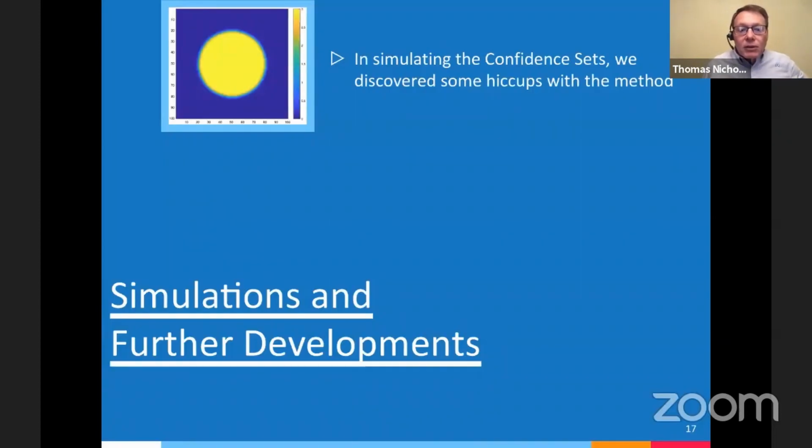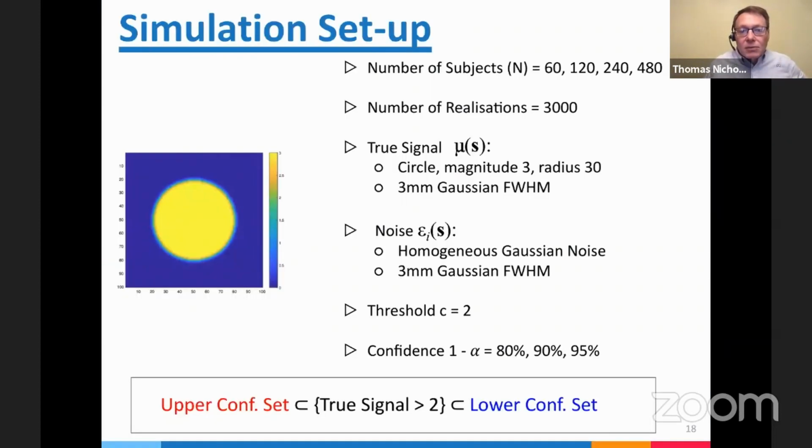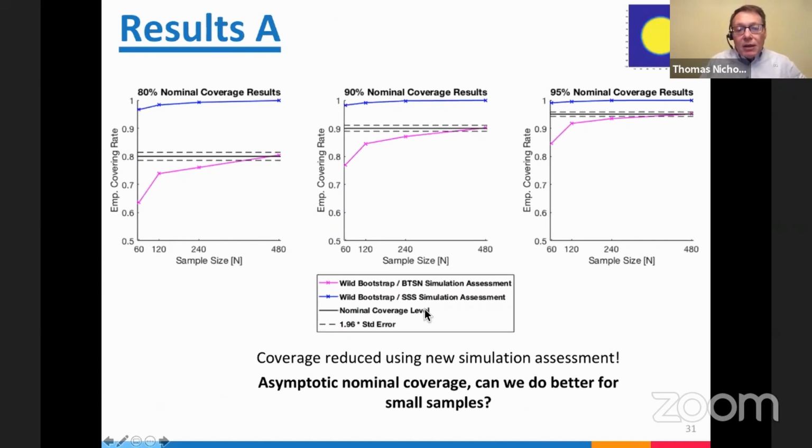So we applied this method and did some simulations. The simple simulations I'll show here are just 2D, but we also did 3D. We have a circle with a magnitude and intensity of 3, and we thresholded it at 2. There's a rim where it crosses 2, so we know exactly where the true signal is. It's wherever the true noise-free signal is 2 or larger.